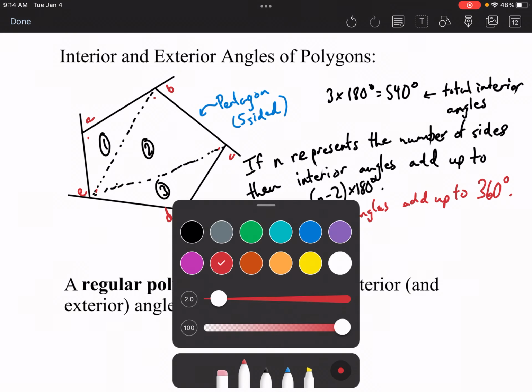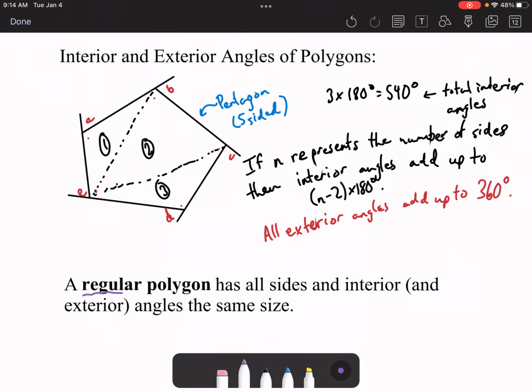Now there is something called a regular polygon. Regular polygons have sides that are all the same size and have interior and exterior angles that are all the same size. So for instance, a square. A square is a four-sided figure, which you know has all the same side lengths, but also has all the same interior angles of 90 degrees. Well, it also has all the same exterior angles, being exactly the same size as 90 degrees.